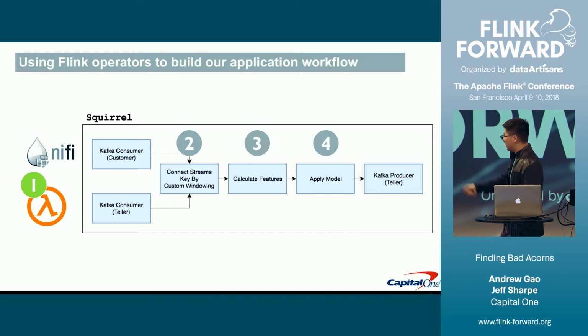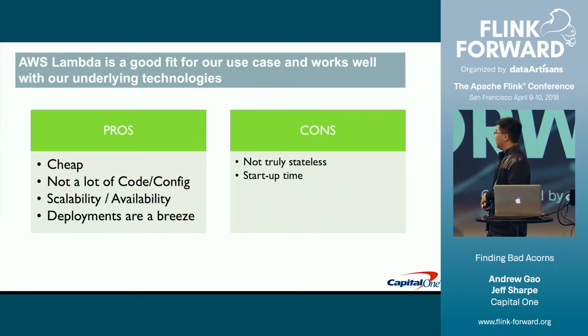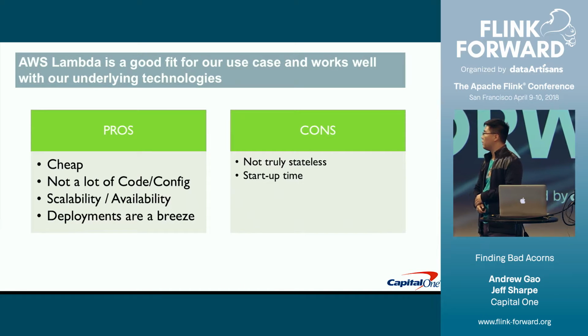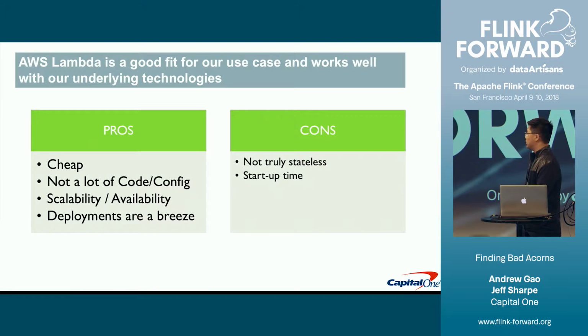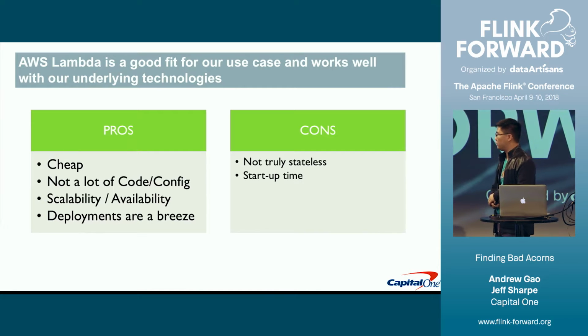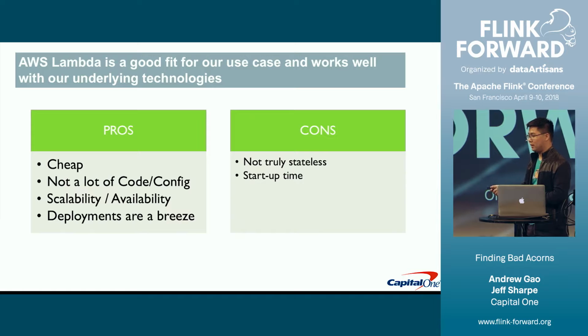And then we'll actually talk about all of these in sequence. So the first one I'm going to talk about is the green one highlighted there, the Lambda, and why and how it performs on Flink, and whether you guys might want to use it or not. It turns out Lambda was a pretty good fit for our use case, and it worked pretty well for the teller use case. The quick pros: it's cheap, it's not a lot of code.